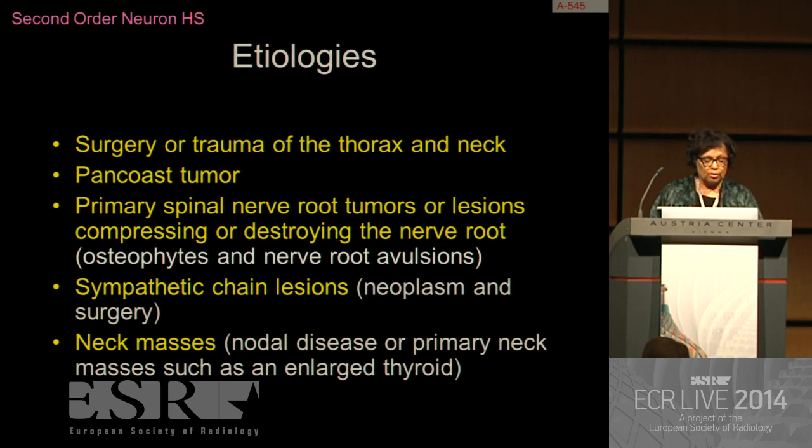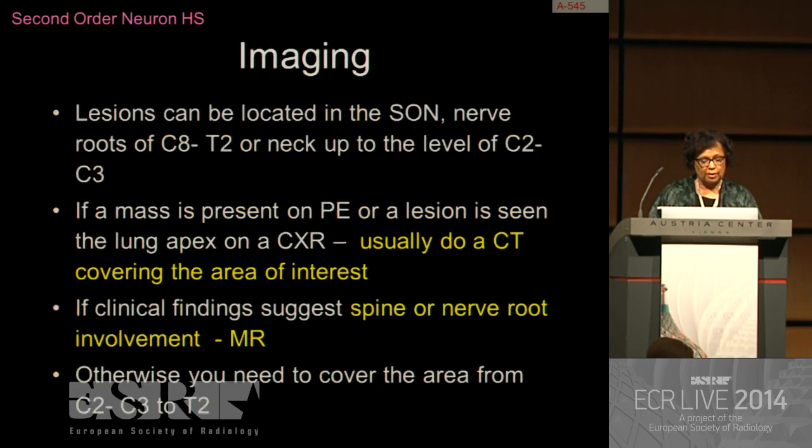The etiologies are quite vast. They can be secondary to surgery or trauma of the thorax and neck, Pancoast tumors, primary spinal nerve root tumors or lesions that are causing compression or destruction of the nerve root, sympathetic chain lesions, or masses in the neck which are strategically placed where they're causing compression of the cervical sympathetic chain.